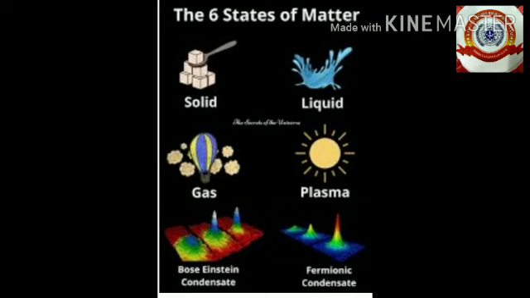The fifth and sixth states of matter are named Bose-Einstein condensate and fermionic condensate. Another state of matter is the superfluid state. All these states can be generated in the laboratory only under special conditions.